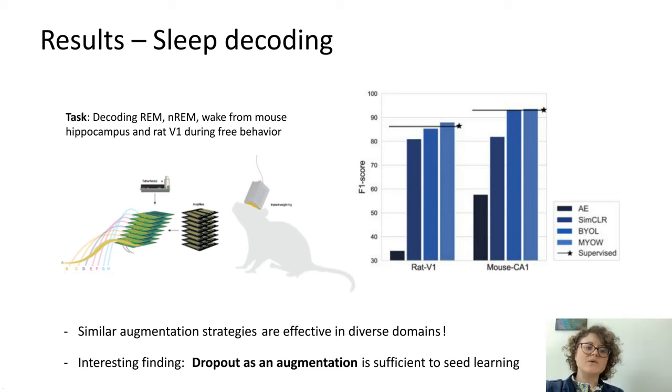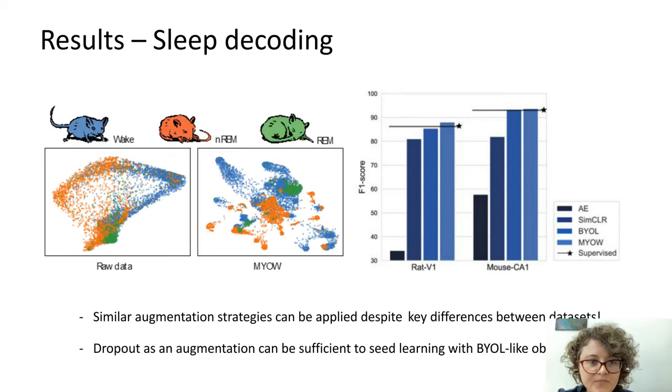And so what we find is that dropout as an augmentation continues to be a powerful form of regularization. And we find that our results overall hold in terms of either outperforming or matching a supervised decoder on this sleep task where we only have 3 classes. And so it's a bit of an easier readout. And really just further confirming that these ideas can be applied in more diverse domains.